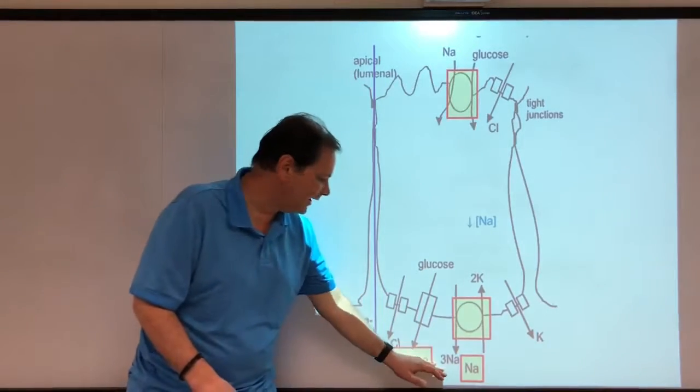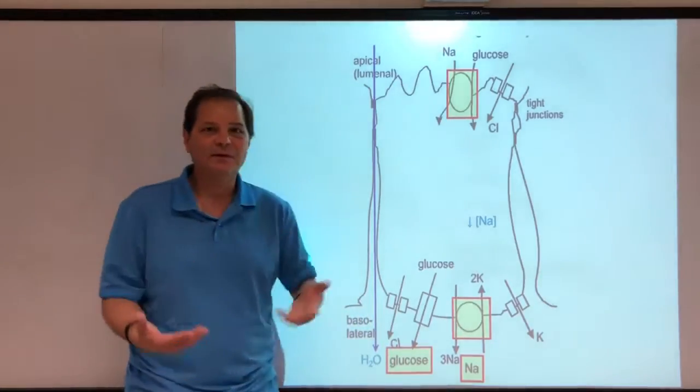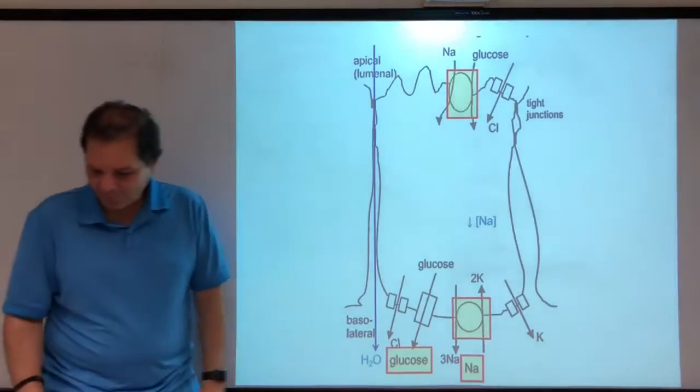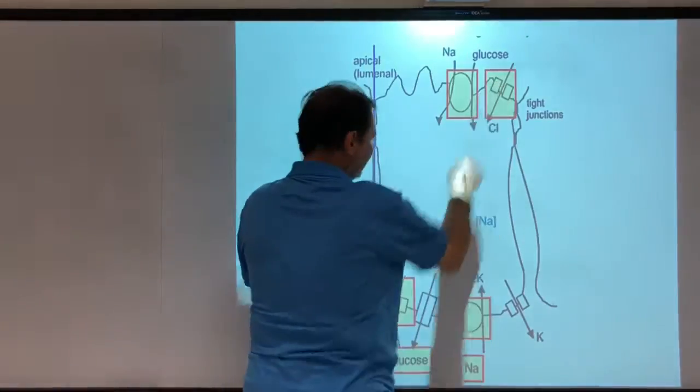Otherwise the osmolarity will build here, and you'll have an osmotic difference across the epithelial layer. That can't happen, okay? All right. Also note these chloride channels here and here.